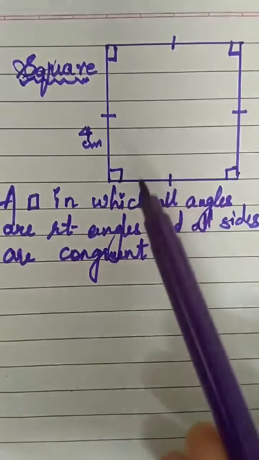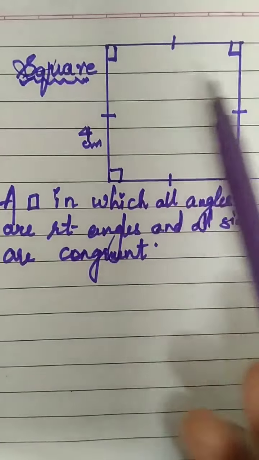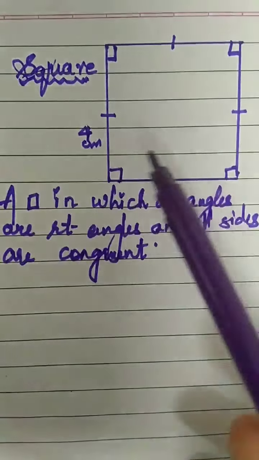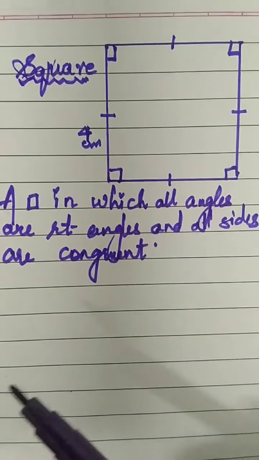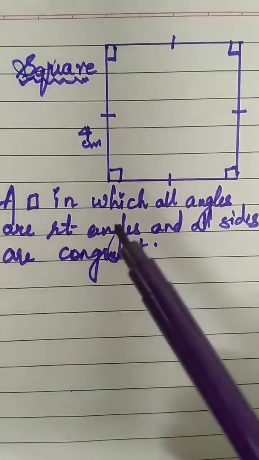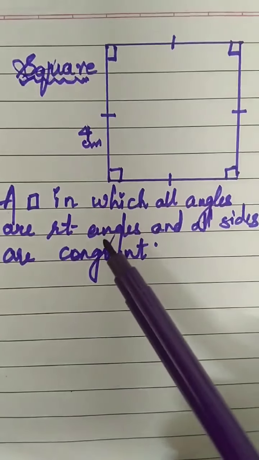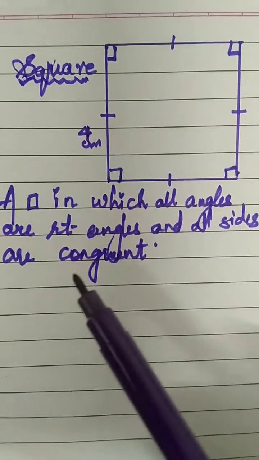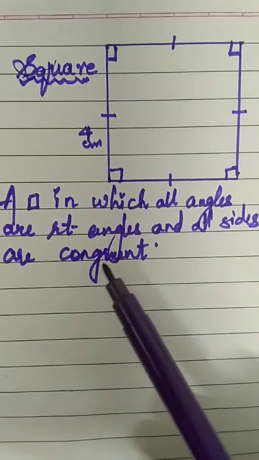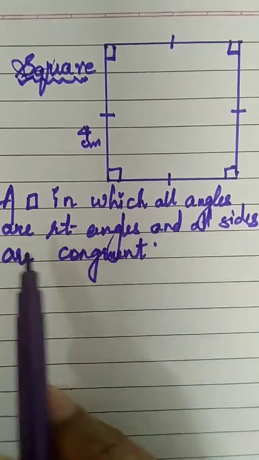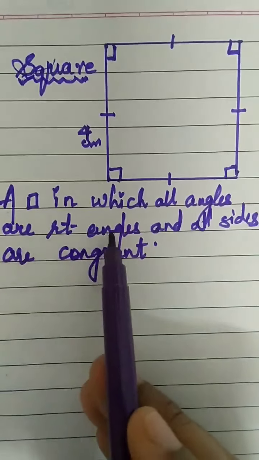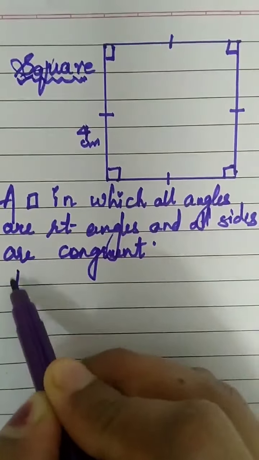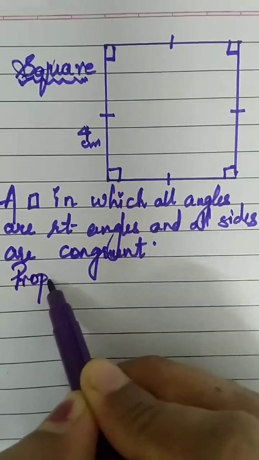What is a square? A quadrilateral in which all angles are 90 degrees, all angles are congruent, as well as sides are also congruent. So what is a square? A quadrilateral in which all angles are right angles and all sides are congruent. You should not say a quadrilateral where all sides are congruent is a square. No, that is an incomplete definition. You should also mention that all angles are right angles. I hope you understood. Now time has come for us to learn the properties.